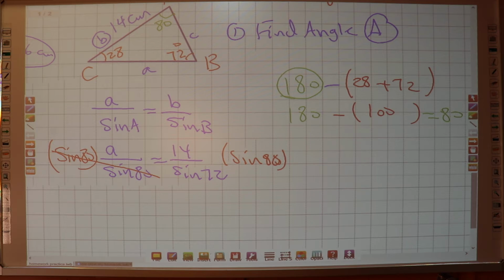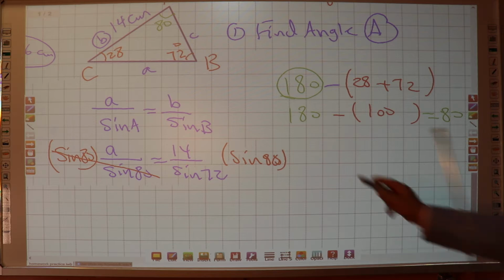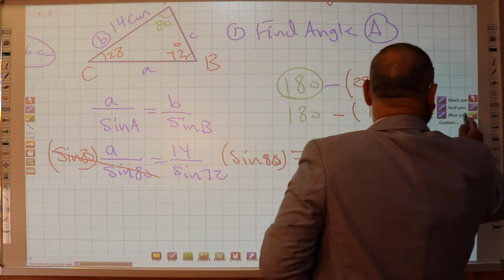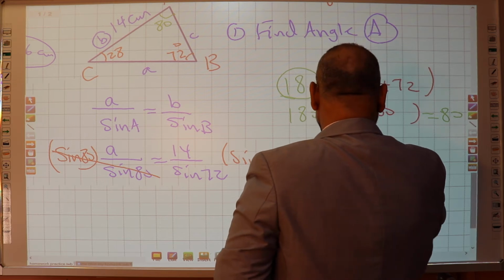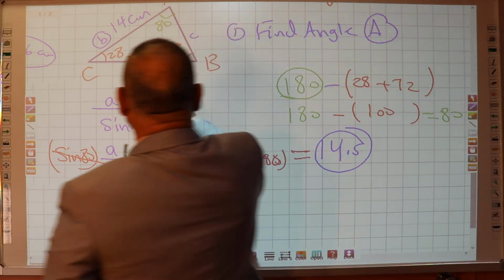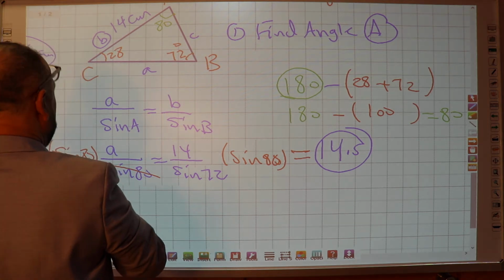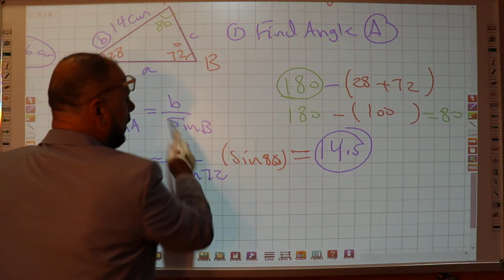Now we're gonna do 14 over sine 72, divide by sine what? And times what? Sine 80, right? Sine 80. Okay, 14 point, I'm gonna round it to 14.5. Then this 14.5, which is what? A, right? This A is 14.5.